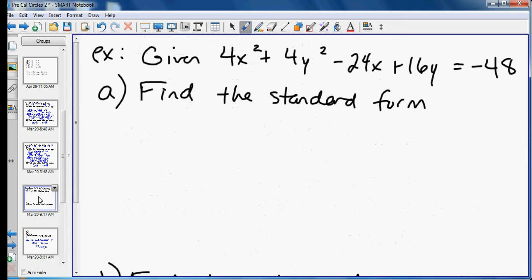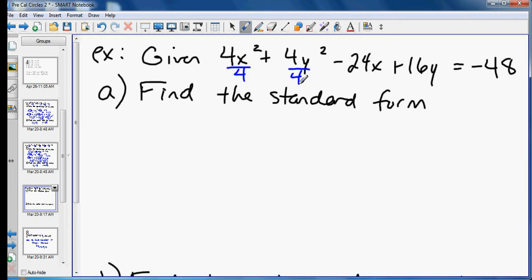Okay, last example. Given 4x squared plus 4y squared minus 24x plus 16y equals negative 48. Okay, step 1, like we've talked about, we have to make sure the coefficients in front of the x and the y are just 1. So this time we'll have to divide every single piece by 4.